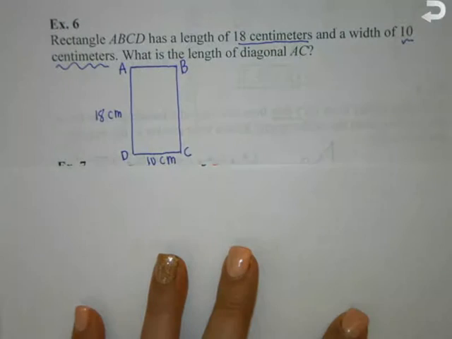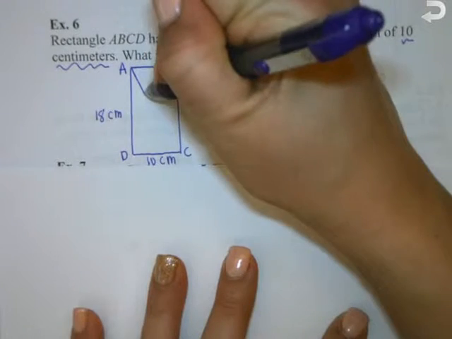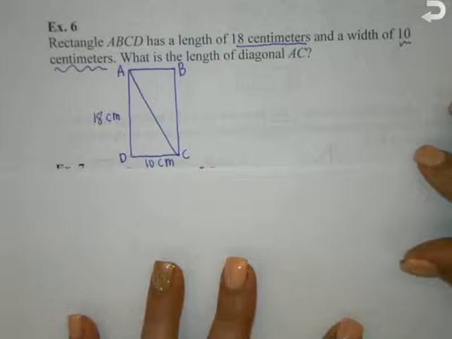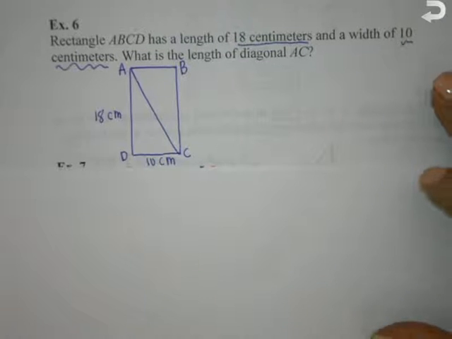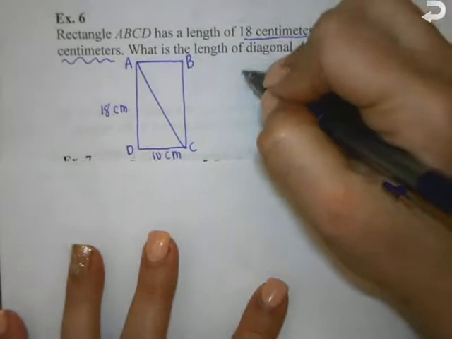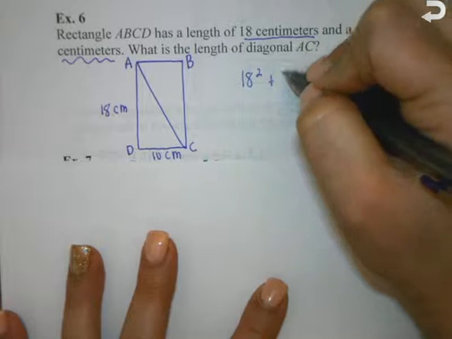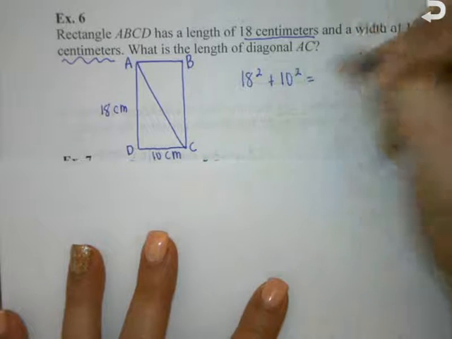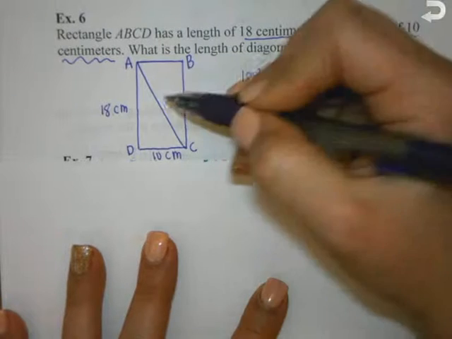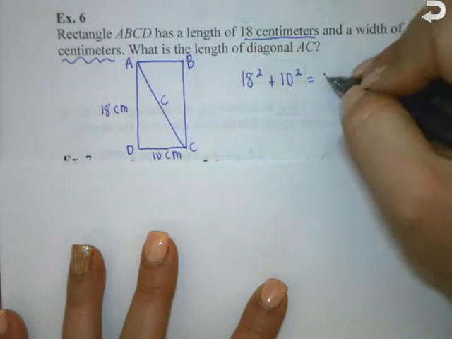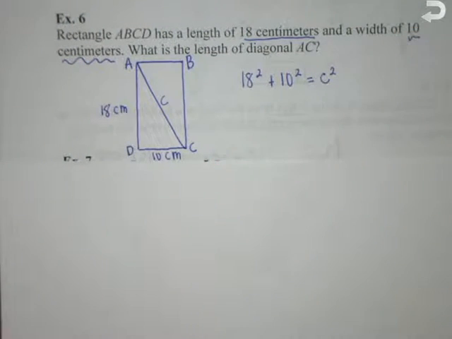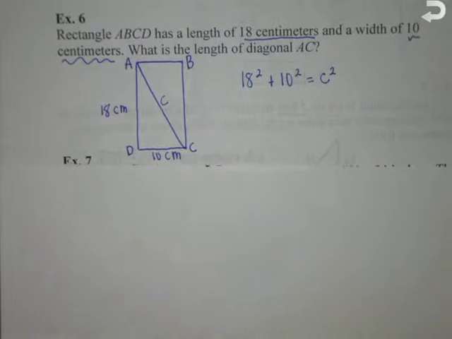And then they want us to know the length of the diagonal AC. So that's going to be this diagonal. So what are you guys going to do? So it's going to be 18 squared plus 10 squared equals, what do you guys want to call it? C? C squared. Yeah. Okay. Finish it. Find me C.